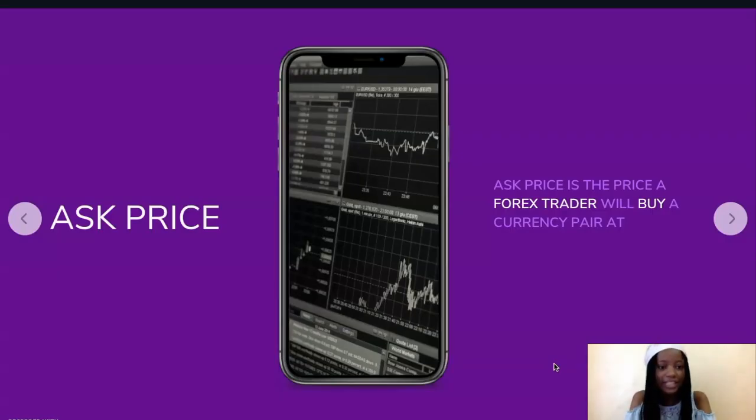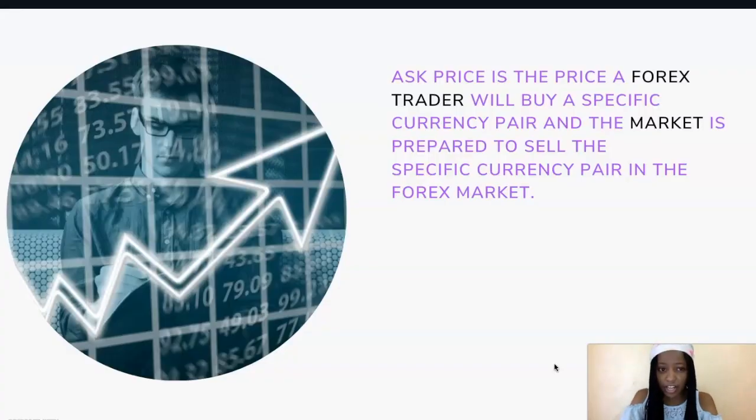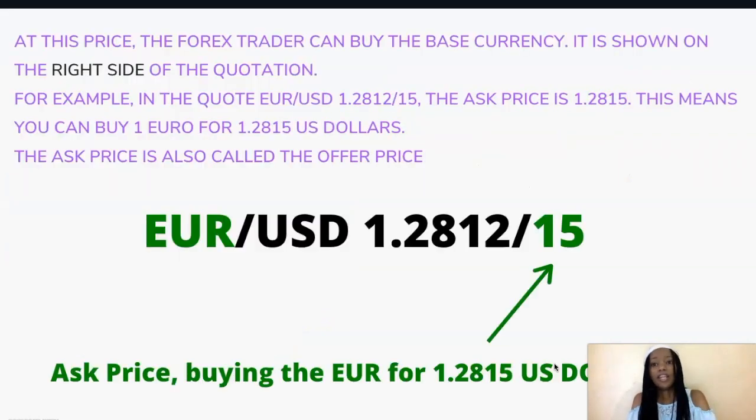Now the ask price is the price a Forex trader is willing to buy a currency pair at. So stay with me here. So the ask price, when you're talking about the Forex trader, this is the price at which they're willing to buy the currency pair. But when you're talking about the market, it's the price at which the market is prepared to sell this specific currency pair. Okay? So an example is the quote Euro USD. So remember, every time you're buying or selling, we're talking about buying or selling the base currency of the quote.